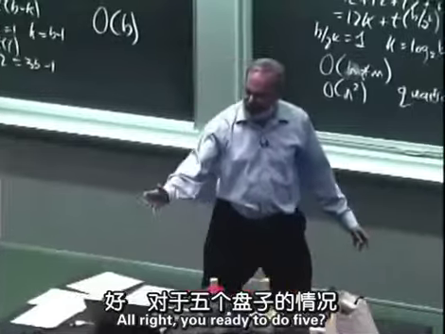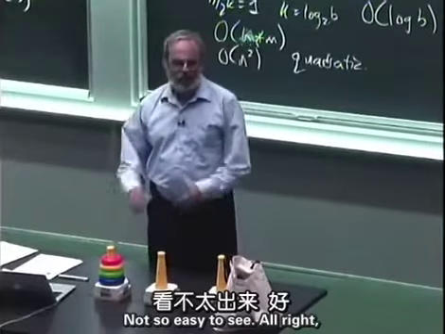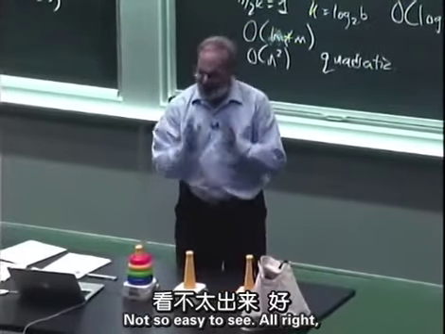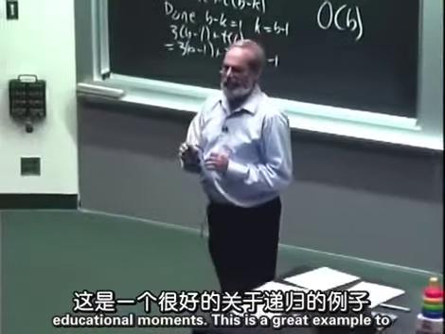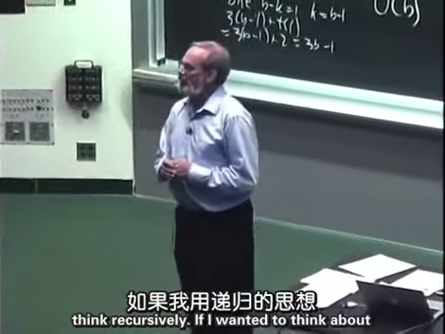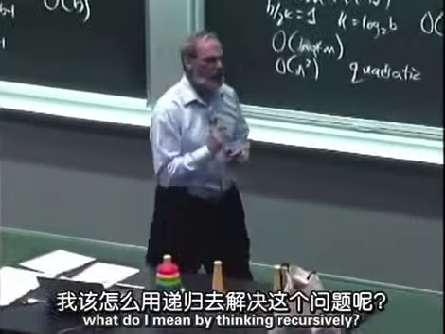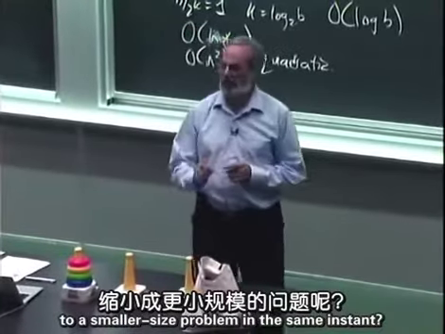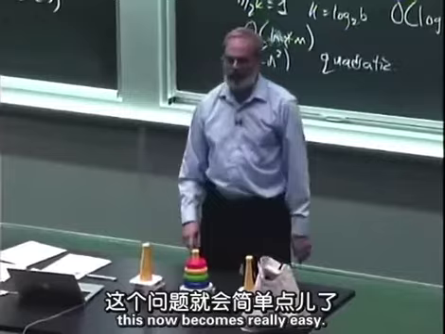All right, you ready to do 5? Got the solution? Not so easy to see. But this is actually one of those educational moments. This is a great example to think recursively. If I wanted to think about this problem recursively, what do I mean by thinking recursively? How do I reduce this to a smaller size problem of the same kind? And so if I do that, this now becomes really easy.